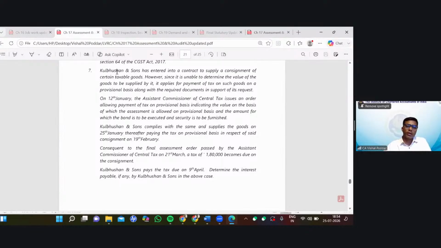Now, coming to some case-based issues. Kulbhushan and Sons has entered into a contract to supply a consignment of taxable goods. However, since it is unable to determine the value of the goods to be supplied by it, it applies for payment of tax on such goods on provisional basis, along with the required documents in support of its request. So this is what? This is the case of provisional assessment.